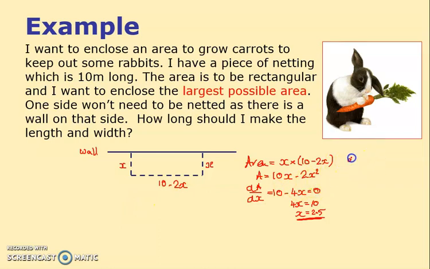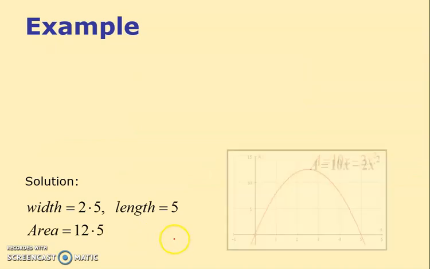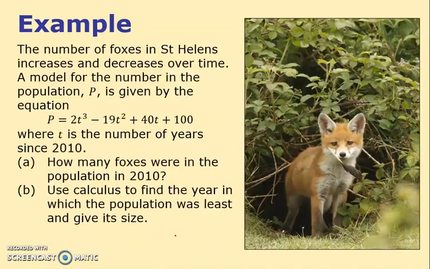Now, is it a maximum? I suppose I should check that. d2A by dx squared would give me, well, before I had 10 minus 4x, it just gives me negative 4 when I do it, which is less than 0. This is one where you don't have to check, it's a maximum. So it's definitely x is 2.5. So that's the width. And the length, I think, has got to therefore be 5 meters. Oh, I've even calculated the area as well. And there's a pretty picture.